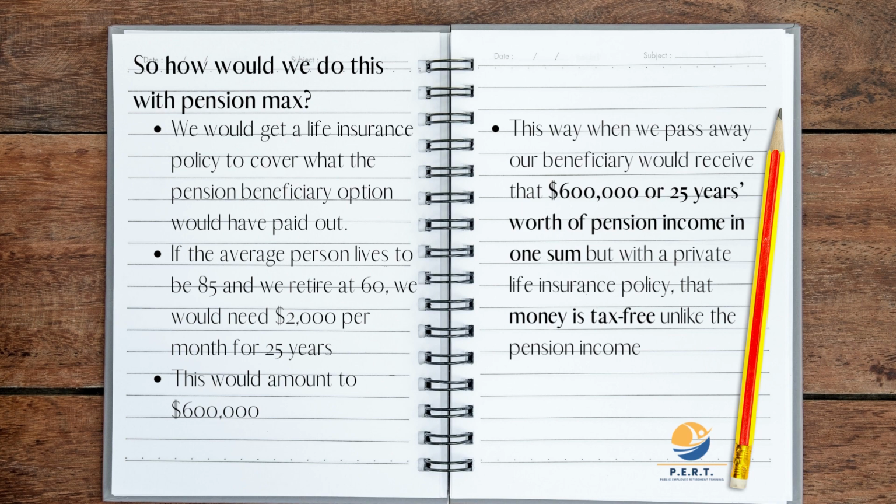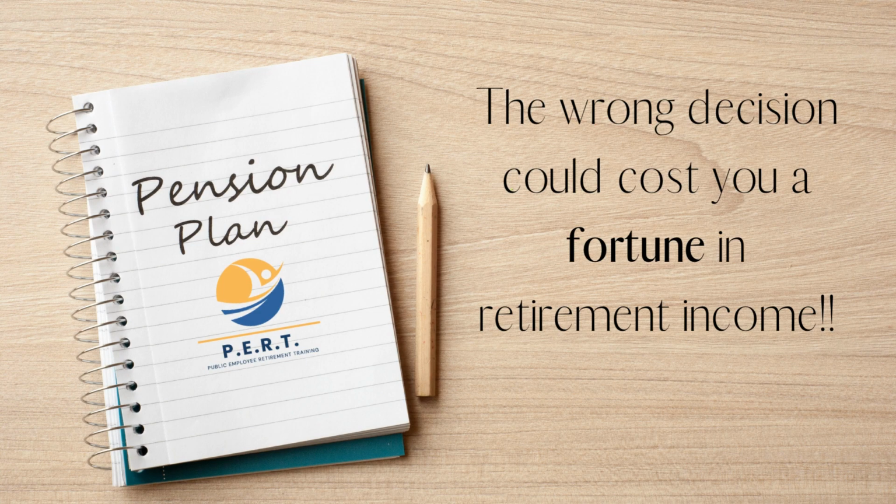The only way this strategy would not work is if you're uninsurable due to poor health or other circumstances. However, if this works for your situation, this is a great way to cover your loved ones and collect more income in retirement than you would have otherwise. So that's pension maximization in a nutshell. Be sure to fully review your available survivor options in your pension plan, as the wrong decision could literally cost you a fortune in retirement income.